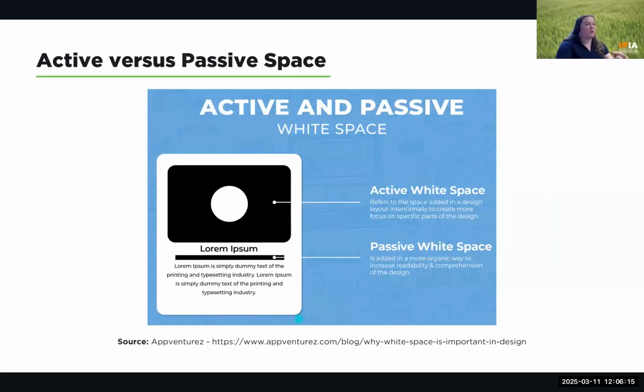And then we've got passive white space. So our passive white or passive negative space in a design is any space that occurs naturally or organically. And this is just to make sure that things are not crushed up on top of each other, that things are spaced in such a way that we can read it, it's legible, and you can kind of understand what we're taking a look at.